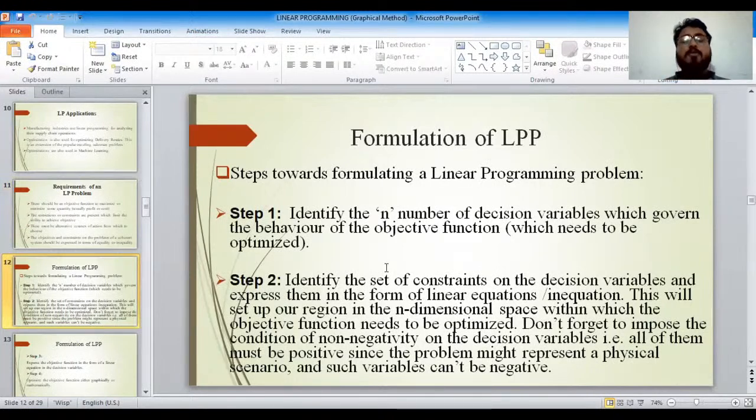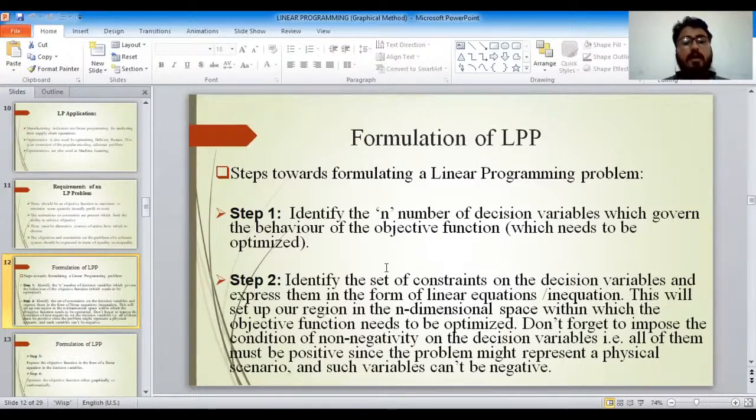Formulation of linear programming problem. There are four steps of formulating a linear programming problem. Step 1, identify the number of decision variables which give the behavior of the objective function. Step 2, identify the set of constraints on the decision variables and express them in the form of linear equations or inequations.